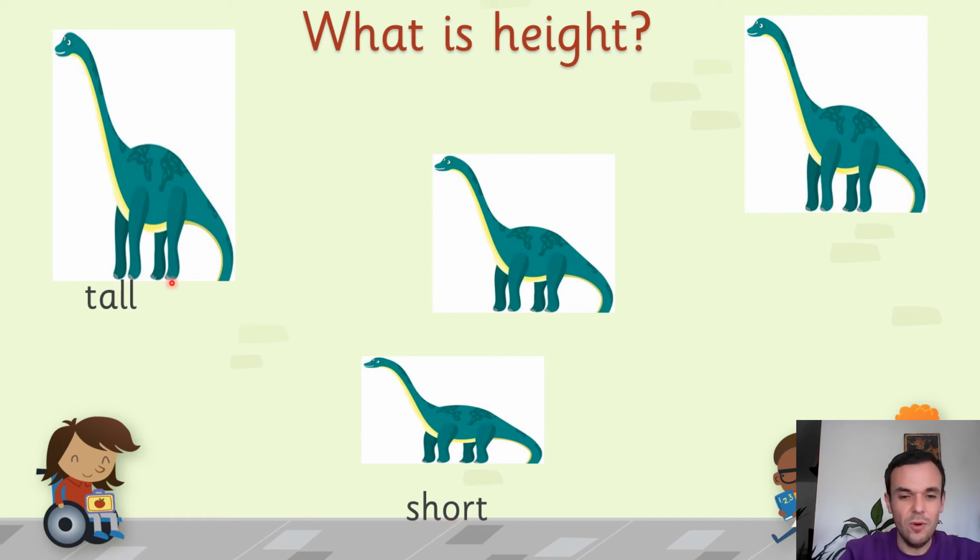So we have our tall dinosaur and our short dinosaur. Where is the tallest dinosaur? Well, our tallest dinosaur is over here. And where is our shortest dinosaur? Our shortest dinosaur is here. So we have our shortest dinosaur, our tallest dinosaur, and the other dinosaurs are in between. They're not very tall, they're not very short, they're in between. They are in the middle.